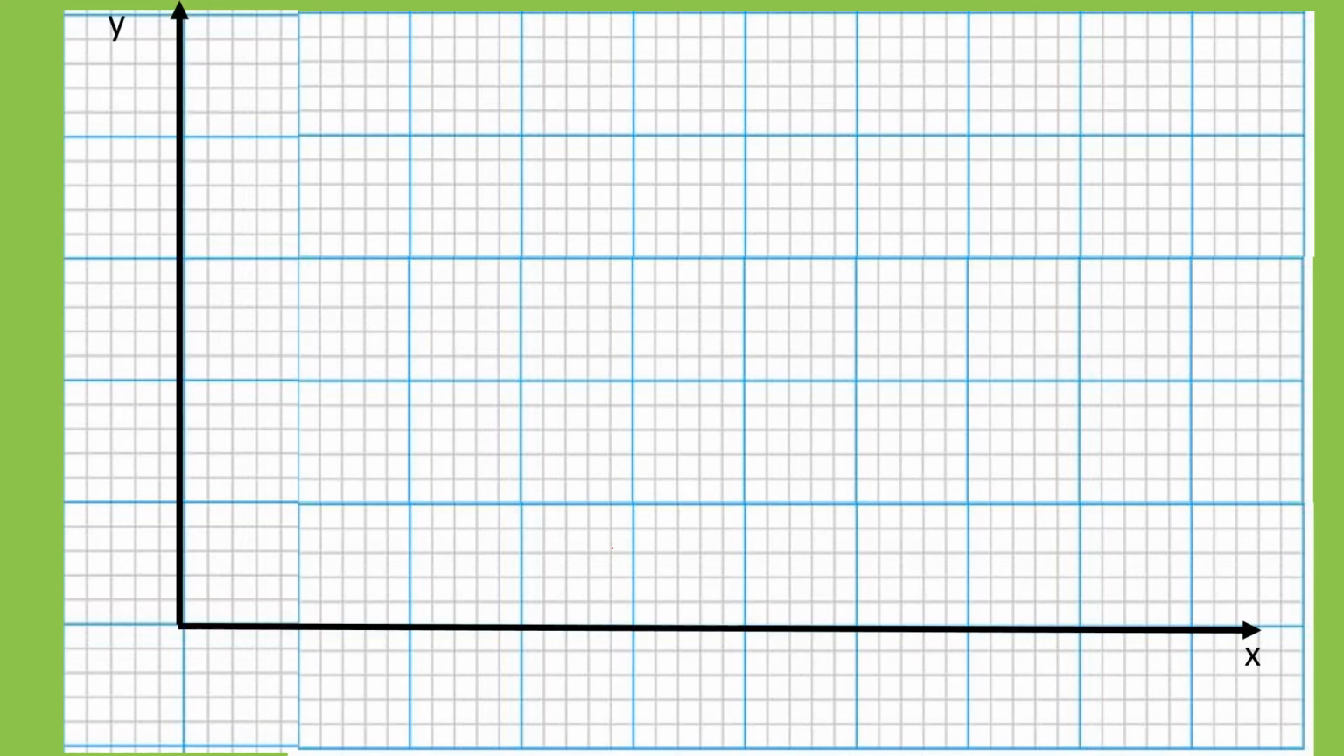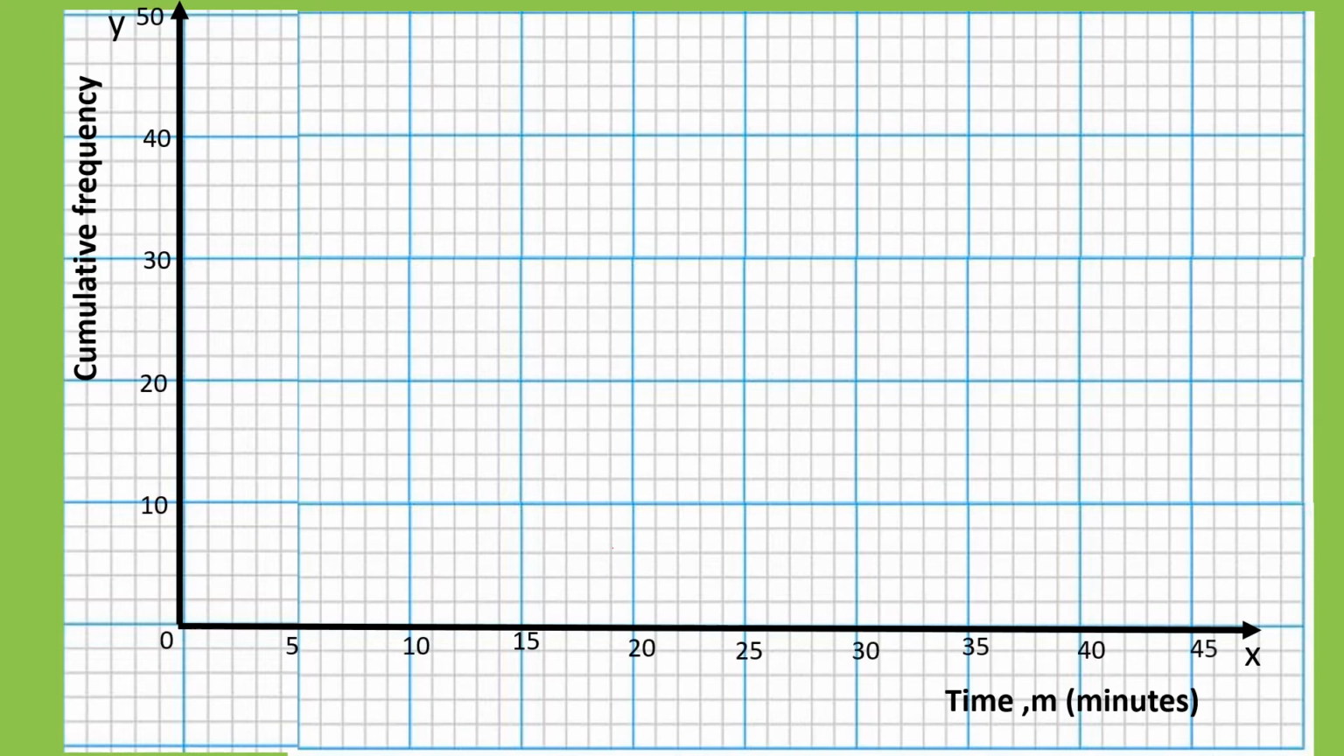The first thing to do is to draw the axis and label x, y. The next thing is write cumulative frequency on the y-axis, and then time m in minutes on the x-axis. Choose an appropriate scale and apply it on the axis. Then we now move to plotting the points.